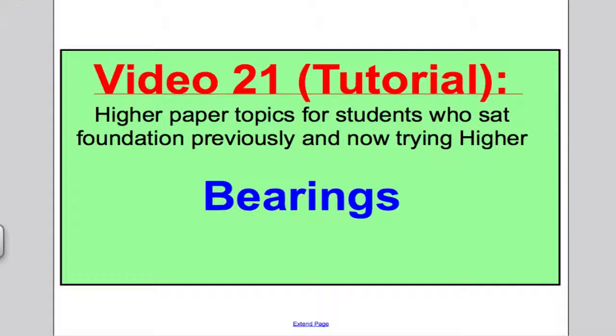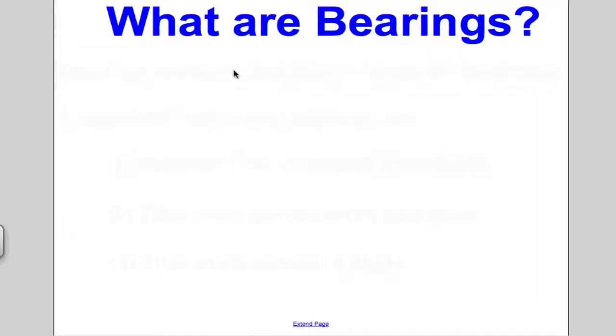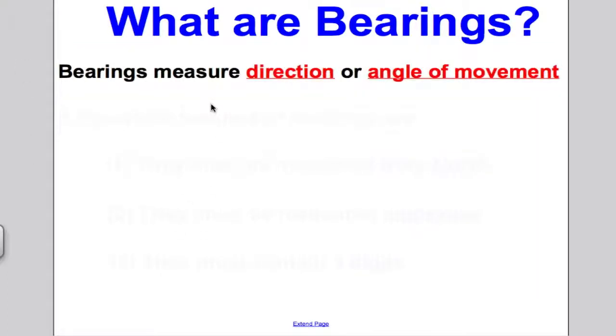What are bearings? Well, bearings measure direction or angle of movement. So they're a way of measuring an angle in which you're moving, okay?